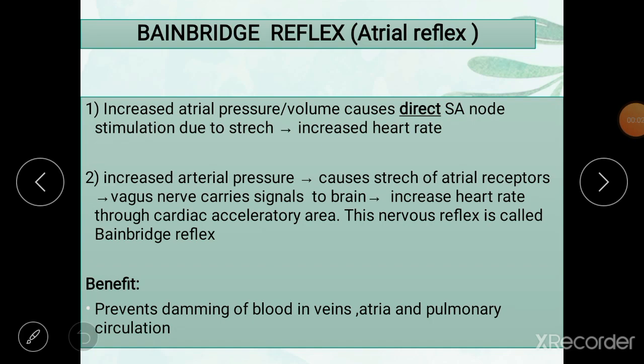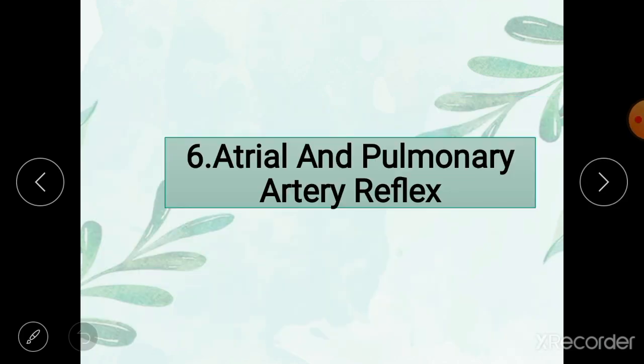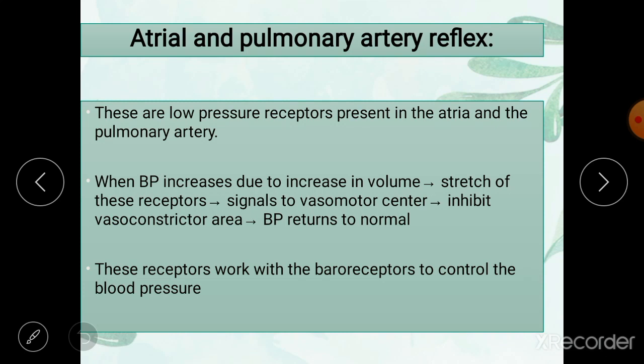Okay, so after Bainbridge reflex, we have the atrial and pulmonary artery reflex. It is very much like the baroreceptor reflex, only the receptors are present in the walls of your pulmonary artery and atria. So whenever there is increased blood pressure or blood volume, these receptors which are present in the walls of atria and in the walls of the pulmonary artery are going to be stretched. They are going to send signals to your nucleus of tractus solitarius, which in return is going to reduce the blood pressure back towards normal. So you just need to remember the name of this reflex.